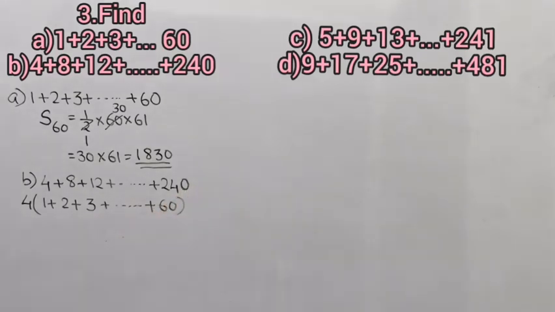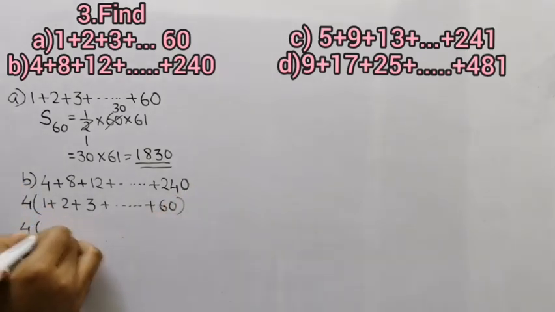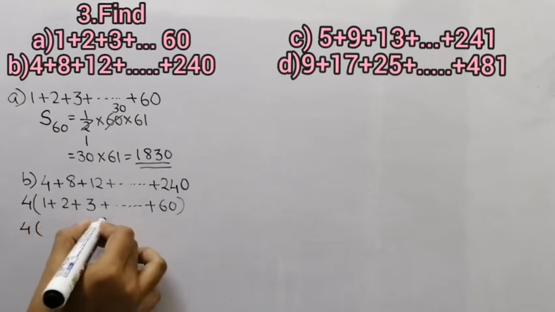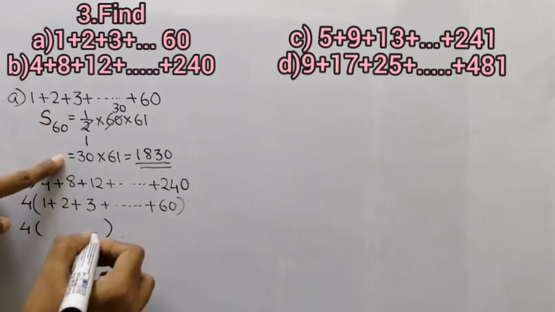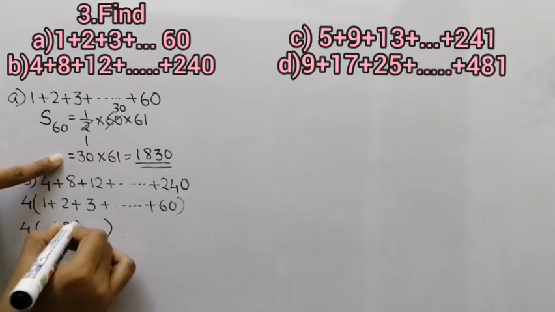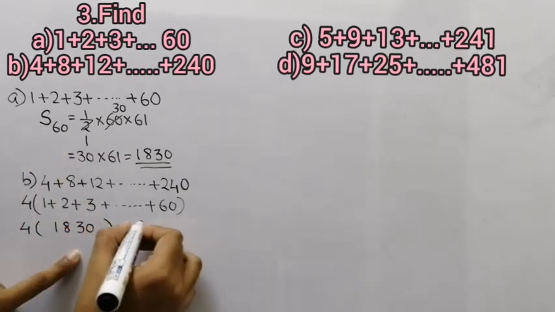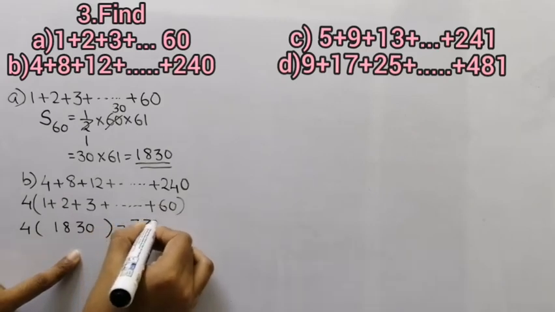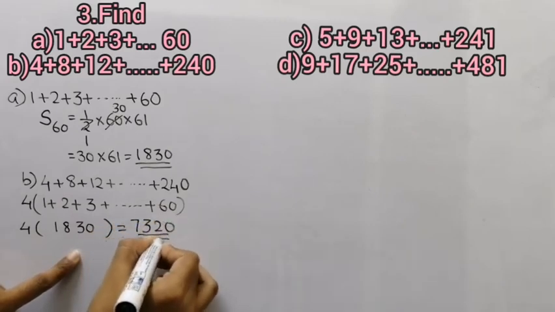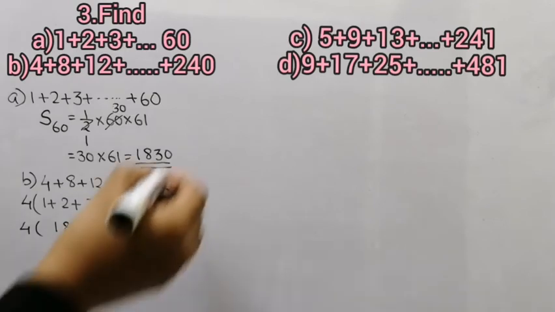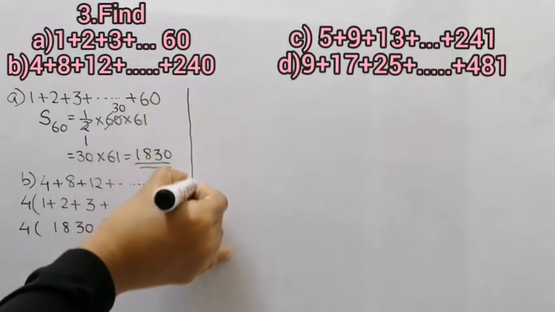Yes, they are fine. So, 4 into, how much is 1 plus 2 plus 3 up to 60? We already got from here. That is 1830. So, what is the answer? 4 into 1830 is 7320. This is the answer. Now moving on to our C bit.